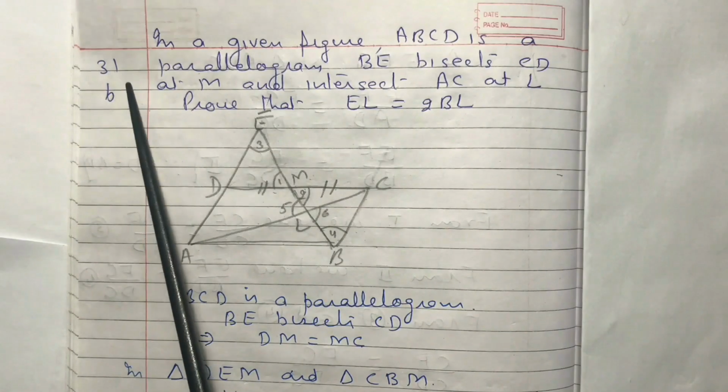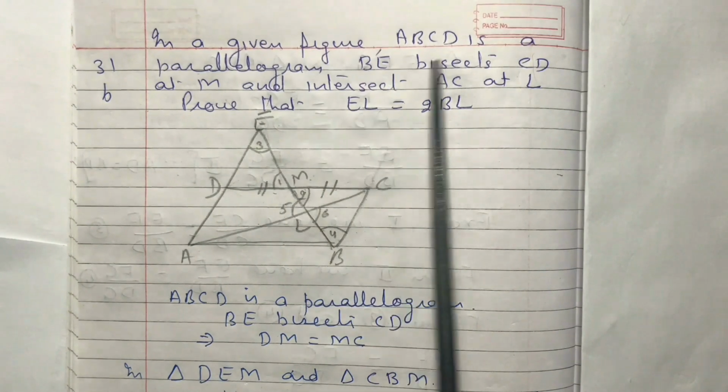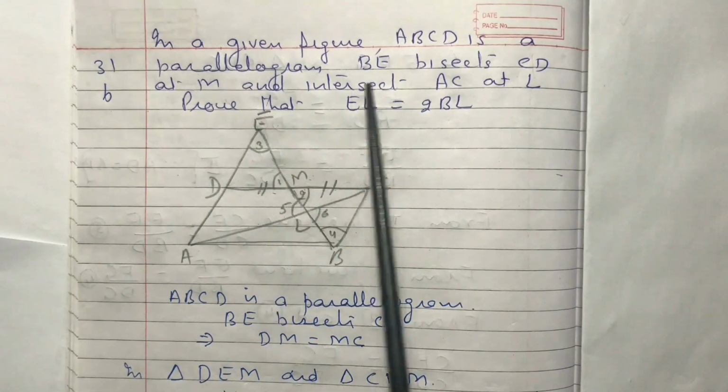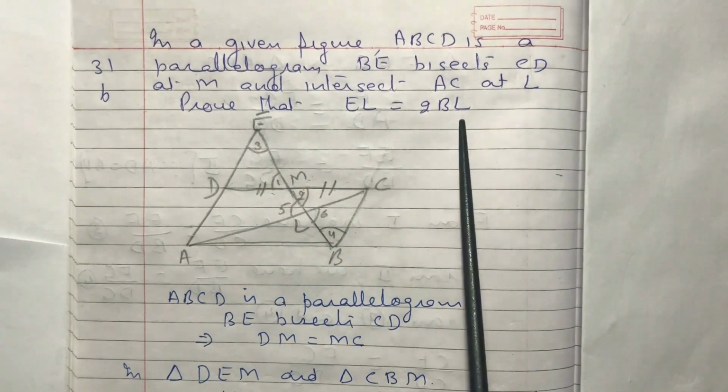This is question number 31B. In the given figure, ABCD is a parallelogram. BE bisects CD at M and intersects AC at L. Prove that EL is equal to 2BL.